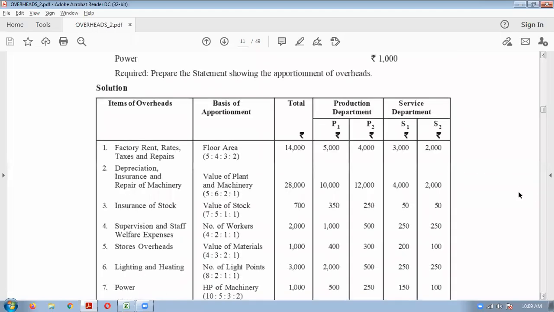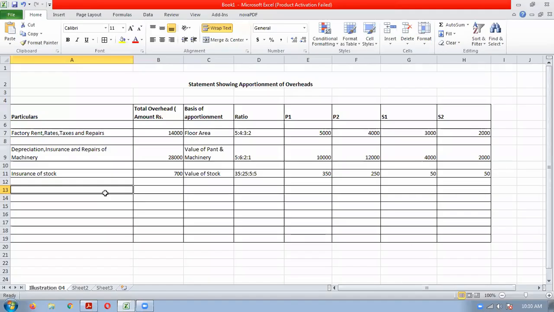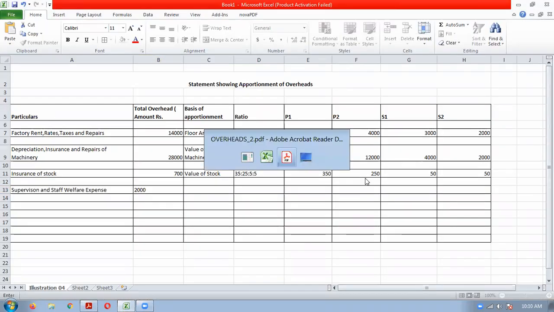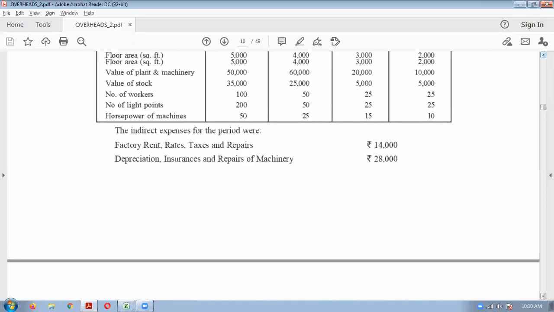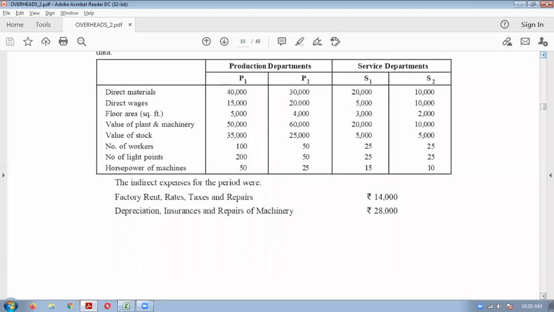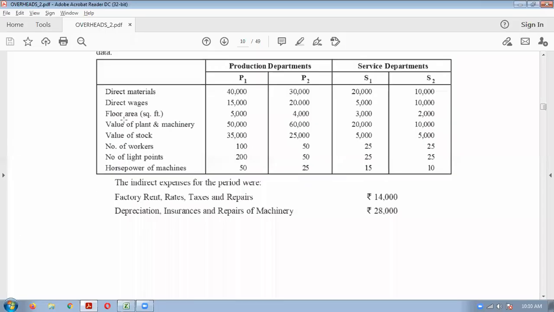Next, indirect expenses: supervision and staff welfare expense. How much is it? 2,000. So now you tell me which base you will use from the details given. What will be the most relevant base? For staff welfare and supervision expenses, which will be the relevant base?